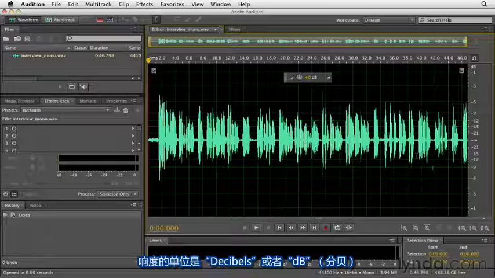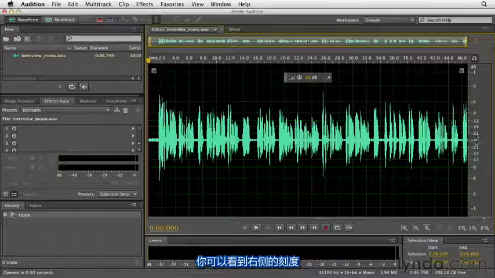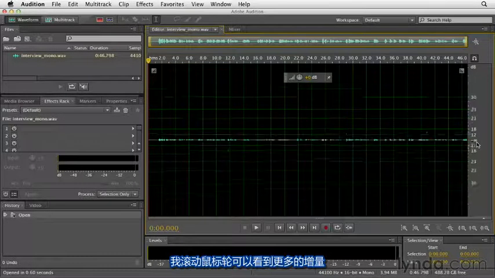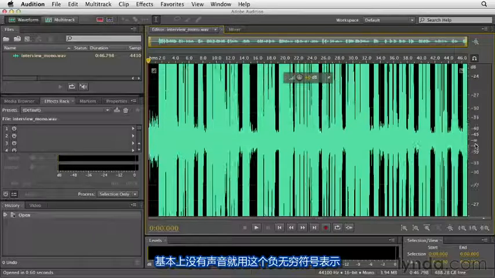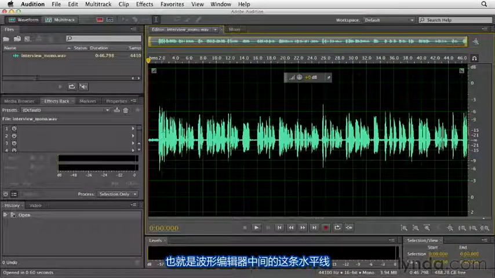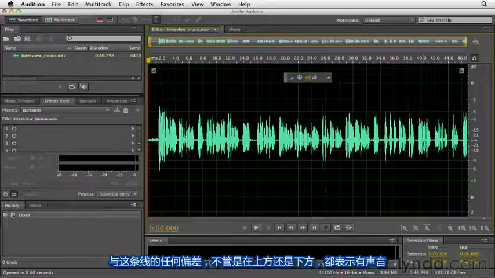Amplitude is measured in decibels or dB, and you can see the scale over here on the right. If I use my mouse, I can actually scroll in to see more increments. But basically, no sound is represented by this negative infinity symbol. And that's represented by the horizontal line that runs through the waveform editor. Any deviations from this center line, whether it's the peaks above or below the line, represent sound.